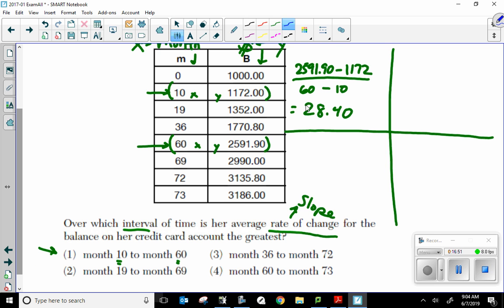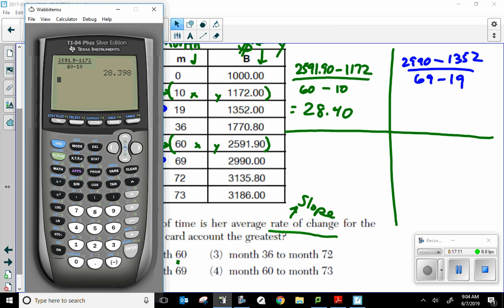Let's look at number 2, from 19 to 69. So now I'm going to go from 19 to 69. I'm going to do the same thing. 2990 minus 1352 all over 69 minus 19. All right, well, let's put that in a calculator. See what we got. Alpha y equals enter. 2990, okay, minus 1352. Put that over 69 minus 19.